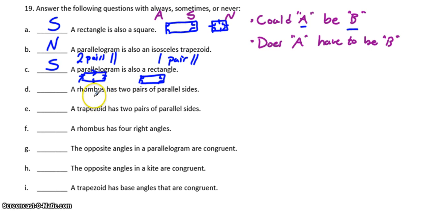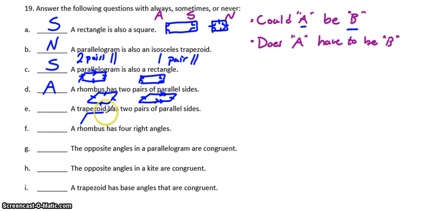Sometimes. D, a rhombus has 2 pairs of parallel sides. Let's think. Here's a rhombus, and a rhombus has all congruent sides. Now, does that necessarily mean it has to have 2 pairs of parallel sides? Well, a rhombus is a type of parallelogram. You can look at the tree diagram if you need to remember this. And a parallelogram has 2 pairs of parallel sides. So a rhombus is actually always a parallelogram and always has to have those 2 pairs of parallel sides as being part of a parallelogram. It's an always.